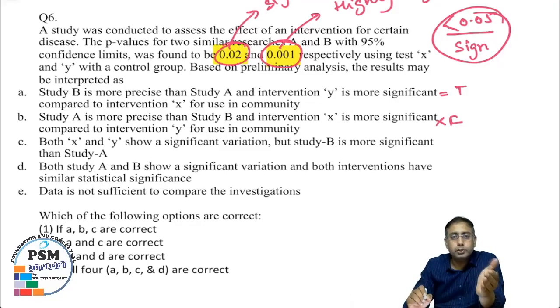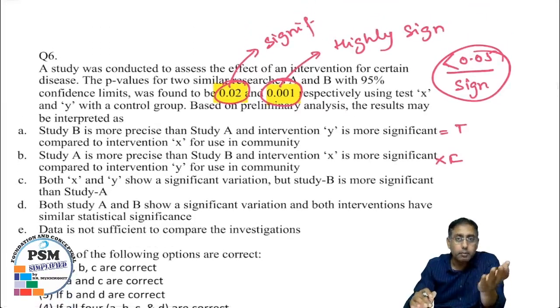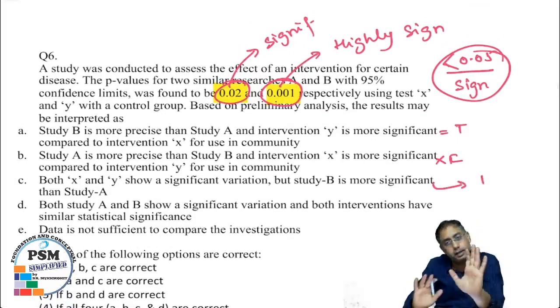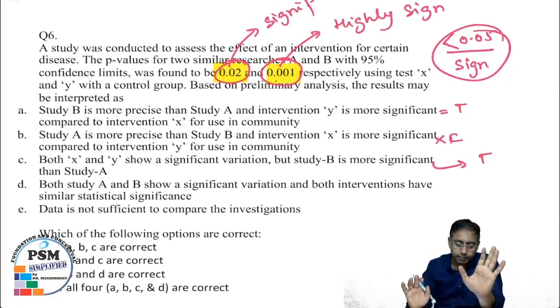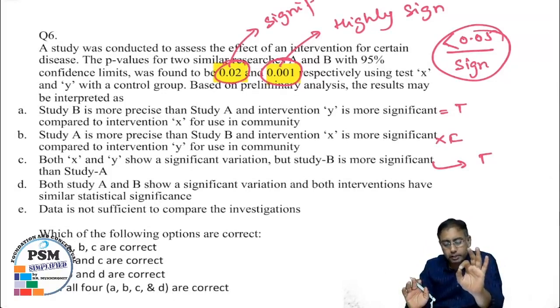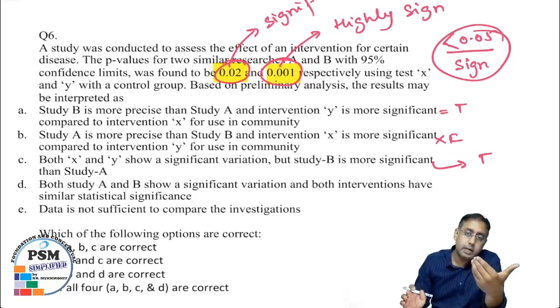So X and Y show a significant variation. They do show significance. Both are significant, right? That's what I have written. Both are significant. Study B shows more significance. So I agree to this. This is also true. Both study A and B show significant variation. Yes. And both interventions have similar statistical significance?